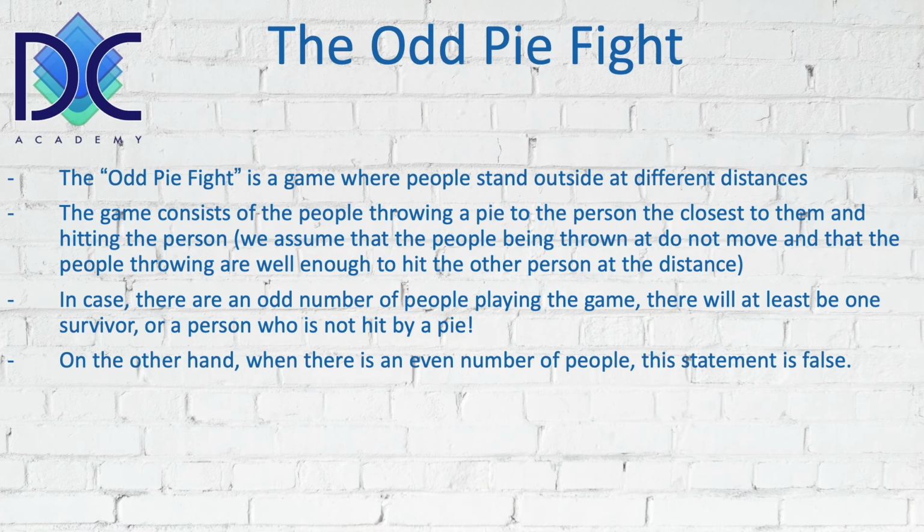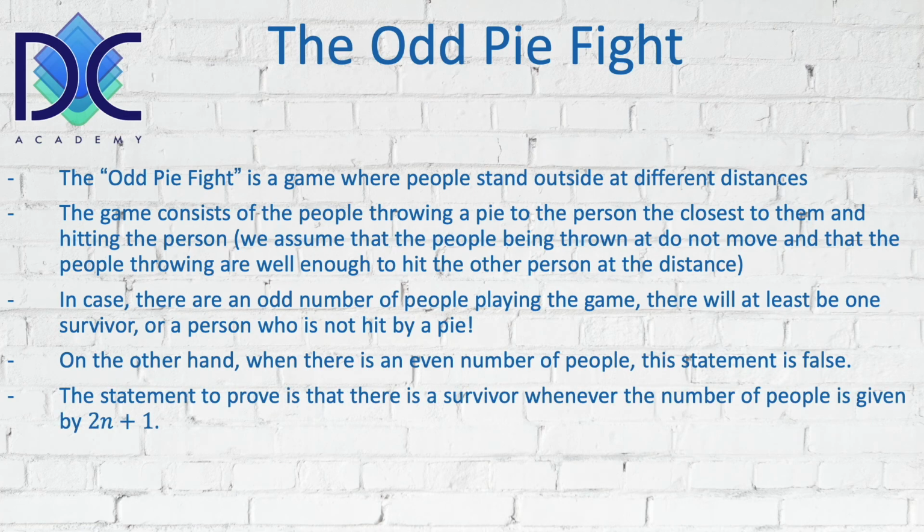I want to prove that the odd pie fight statement is correct. So when we have an odd number of people standing at different distances from each other, at least one person will survive the pie fight. And survive here means not being hit by a pie.